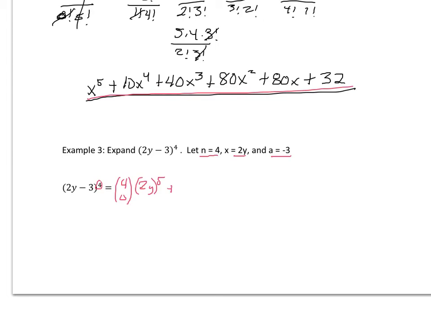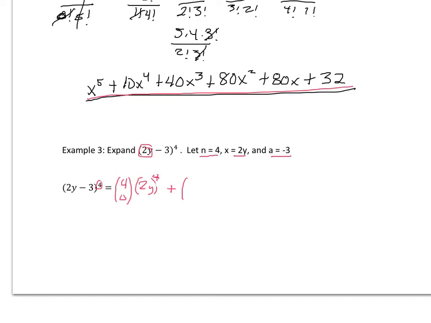Plus. Now our next one is... Wait, how did you get 2y? Because that's right there. That's our x. Oh, I said fifth. Sorry, I'm thinking of the last one. It's 2y to the fourth. Sorry, my bad. 2y to the fourth. Yeah, because you've got to jump that 2 up as well.